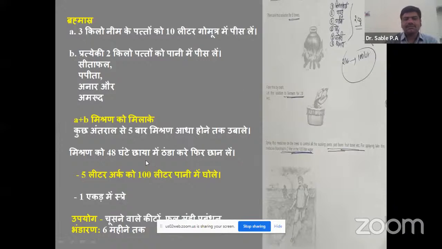Then after keeping it aside for 48 hours, it can be used for spray. The 5 liters of this extract have to be dissolved in 100 liters of water and used for 1 acre spray. It can be stored up to 6 months in shade and low temperature. This is essential and important to control nematodes and cross-border pests.